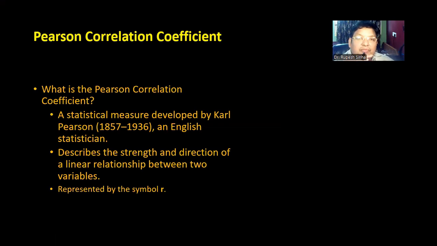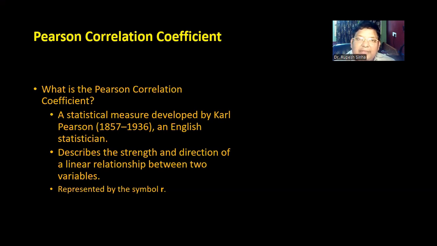Correlation we are going to find out by two different methods. Right now I'm going to talk about Karl Pearson's coefficient of correlation. So what is Pearson correlation coefficient? This was developed by Karl Pearson during the 18th to 19th century. He was a statistician, and in correlation, he described the strength and direction of a linear relationship between two different variables. The coefficient of correlation is denoted by the symbol R.